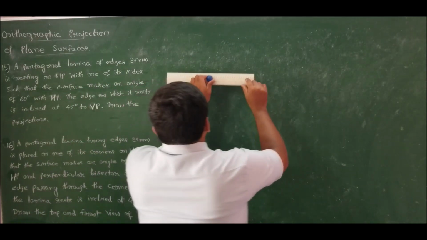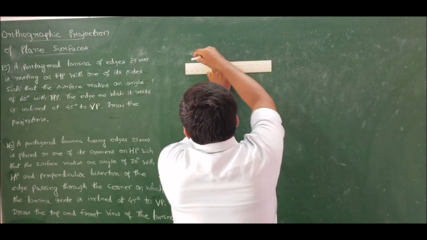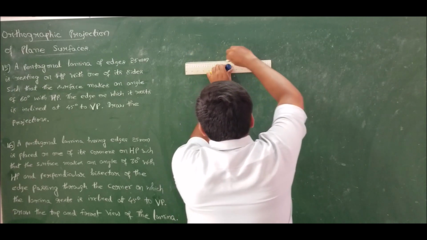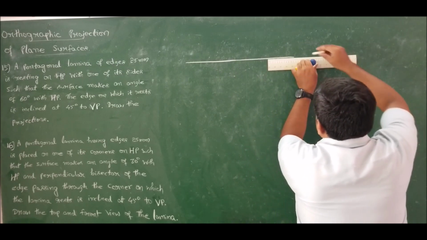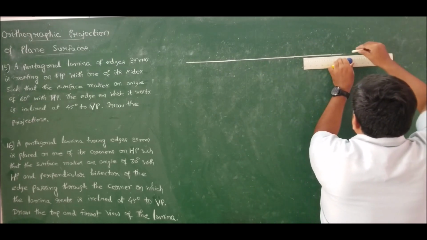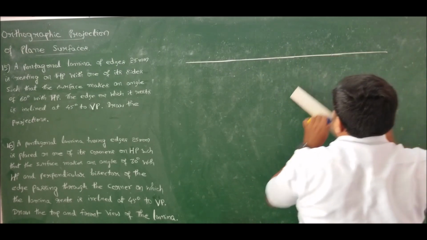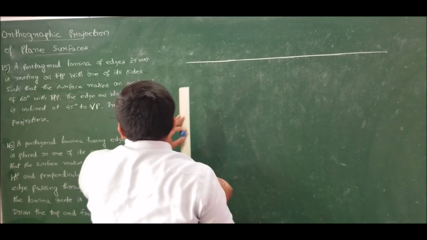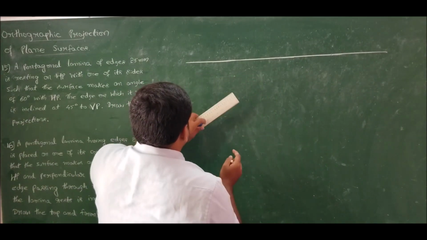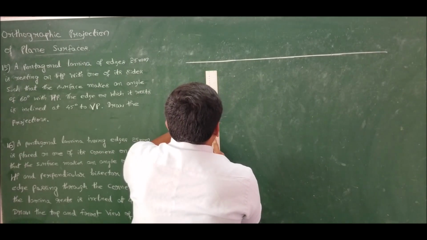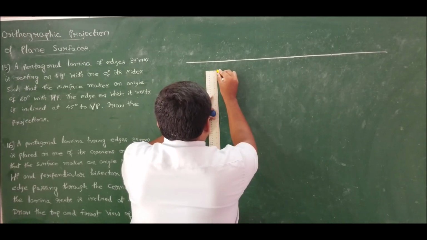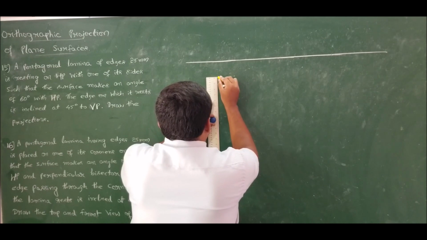Let me draw the XY line first. So we have the XY line, and the pentagonal laminae is resting on one of its edges. Therefore I will take the edge towards my left hand side, and the dimension is known to us. The dimension is 25 mm, so I will draw 25 mm.